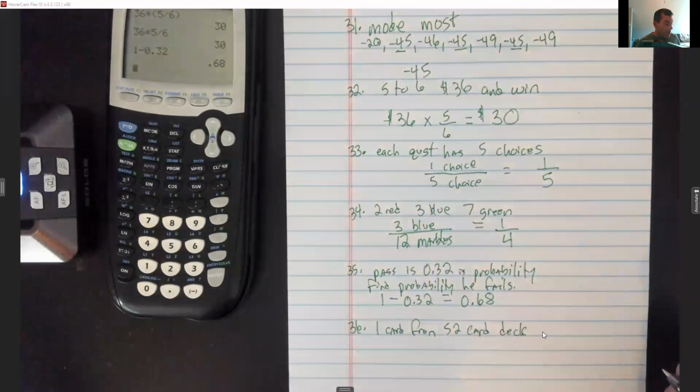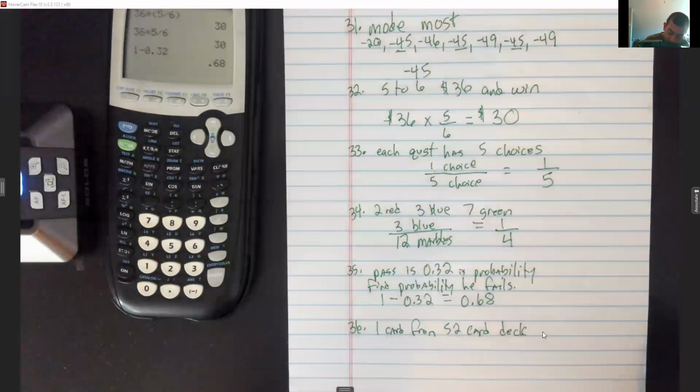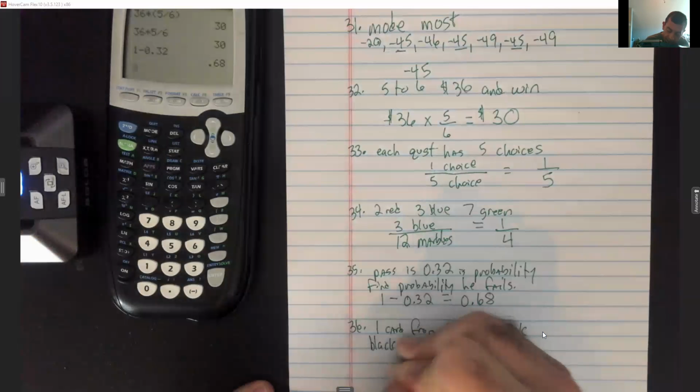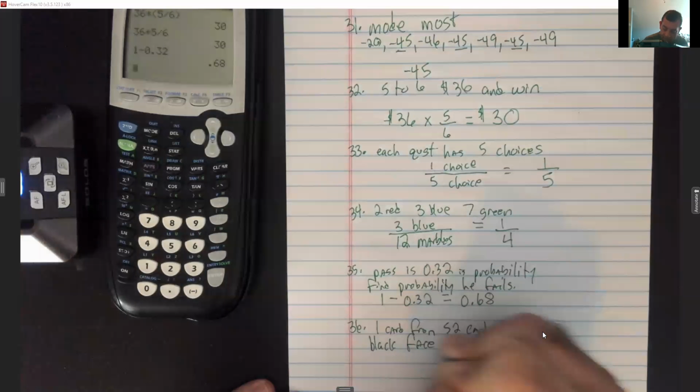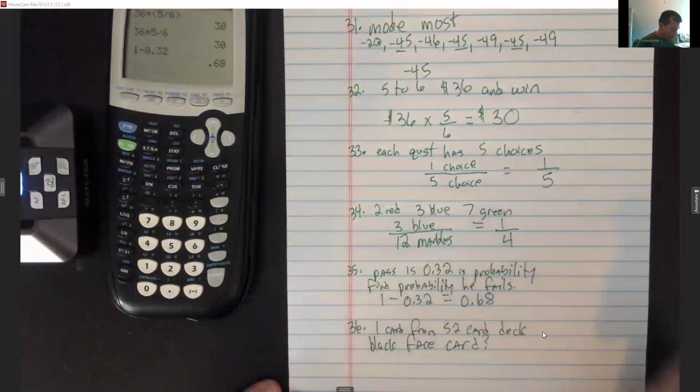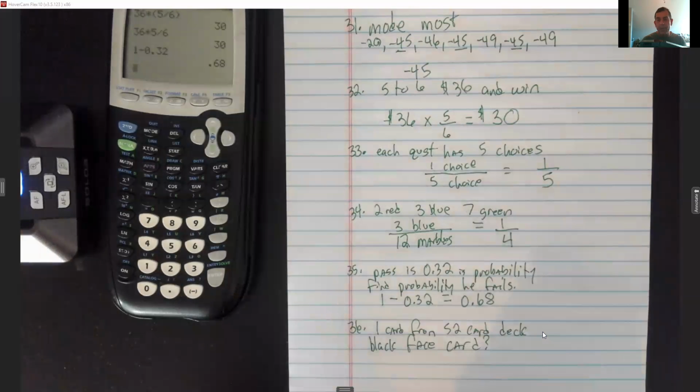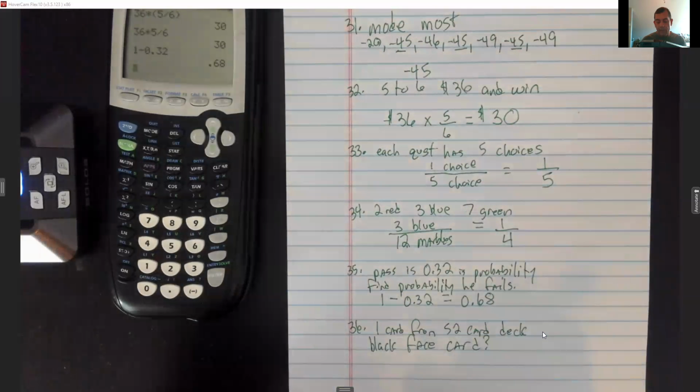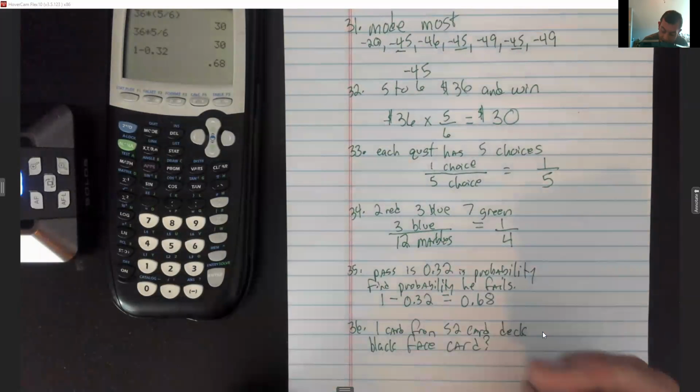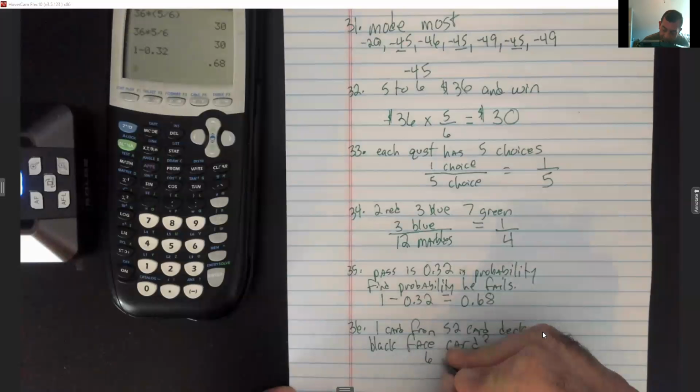What is the probability of drawing a black face card? So a black face card. Well, let's think. Jack, Queen, King of clubs, Jack, Queen, King of spades. So there's 6 black face cards.